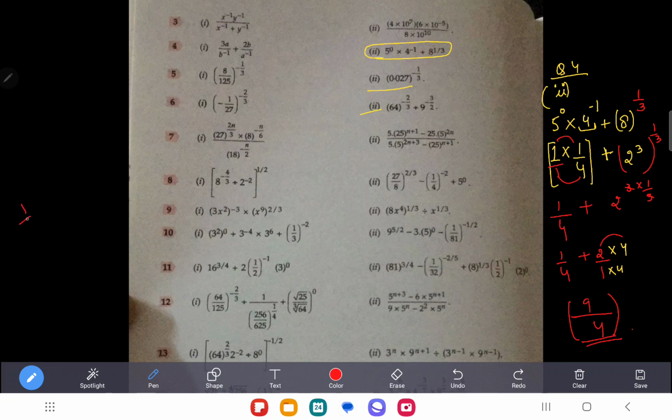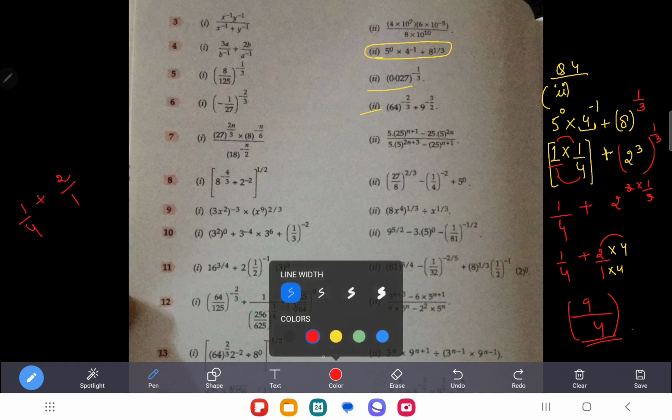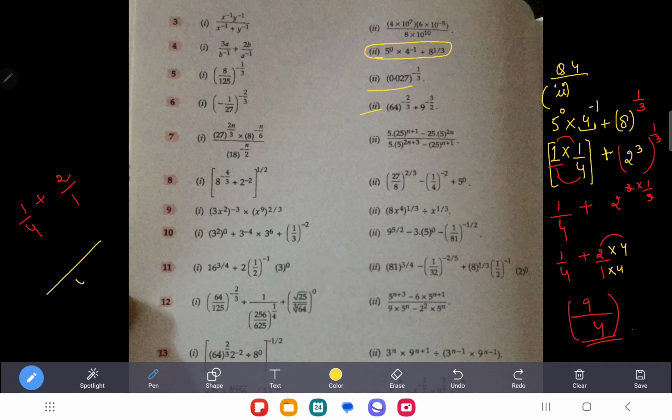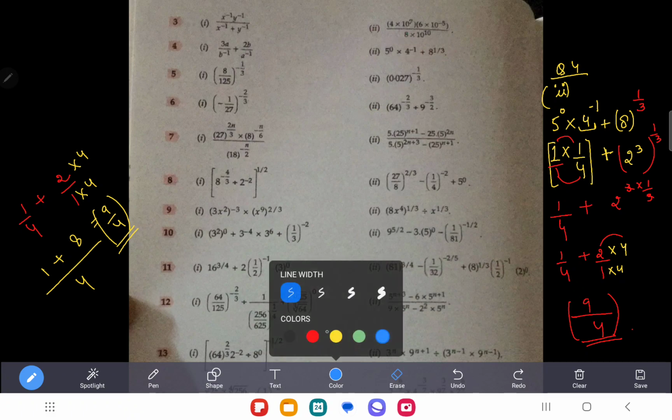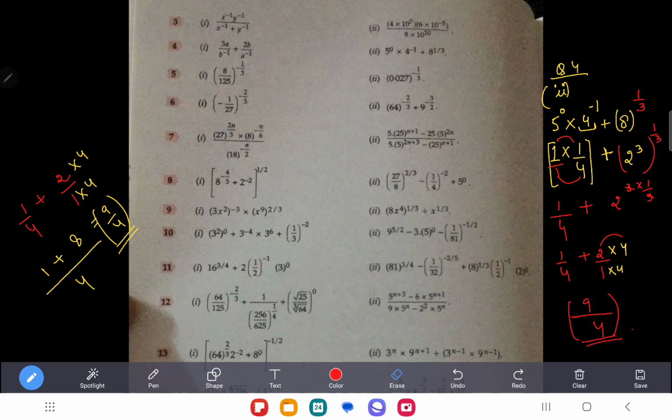Because it is going to be 1 over 4 plus 2. The denominator of 2 is 1. So to make the LCM, don't you think I should multiply with times 4 times 4? So I'll get 1 plus 8. That shall be 9 over 4, isn't it? That's the question. Understood or not? Yeah, understood it. Okay, so this question is done.